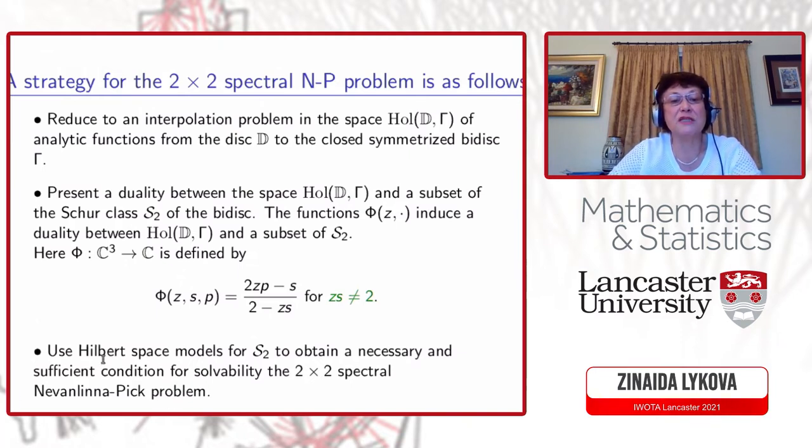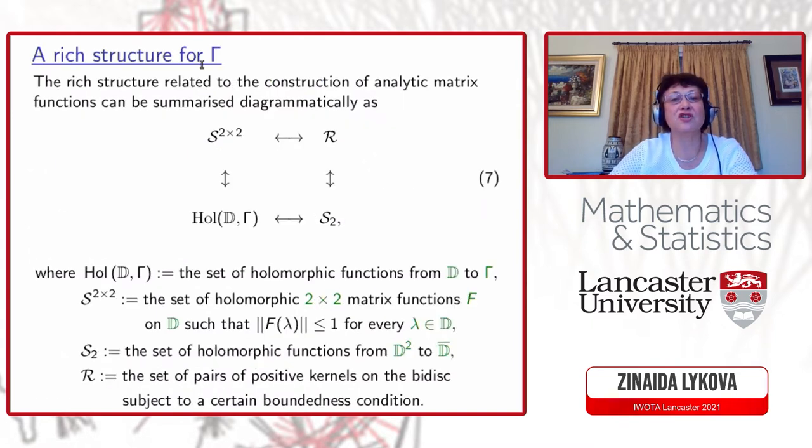And then we can use a Hilbert space model for S2 to obtain a necessary and sufficient condition for solvability of the gamma interpolation problem and equivalently the spectral 2x2 Nevanlinna-Pick problem. And the rich structure of gamma could be presented in this way. We consider a set of holomorphic matrix functions, the holomorphic functions from D to gamma, then the set of holomorphic functions from D2 to D, and a set of pairs of positive kernels subject to a certain boundedness condition.